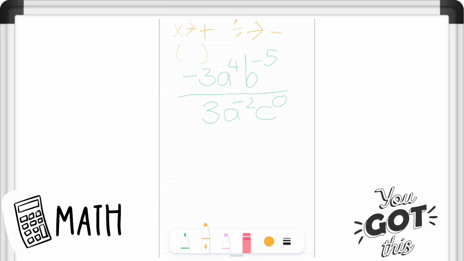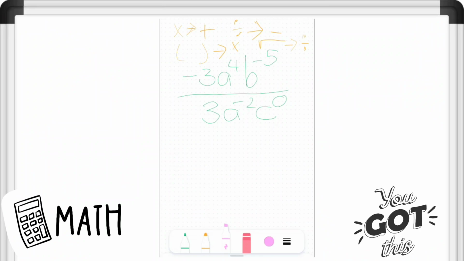If there are brackets, we know we have to multiply. And if there's a square root, we know we have to divide the exponents. Okay, so let's jump in.